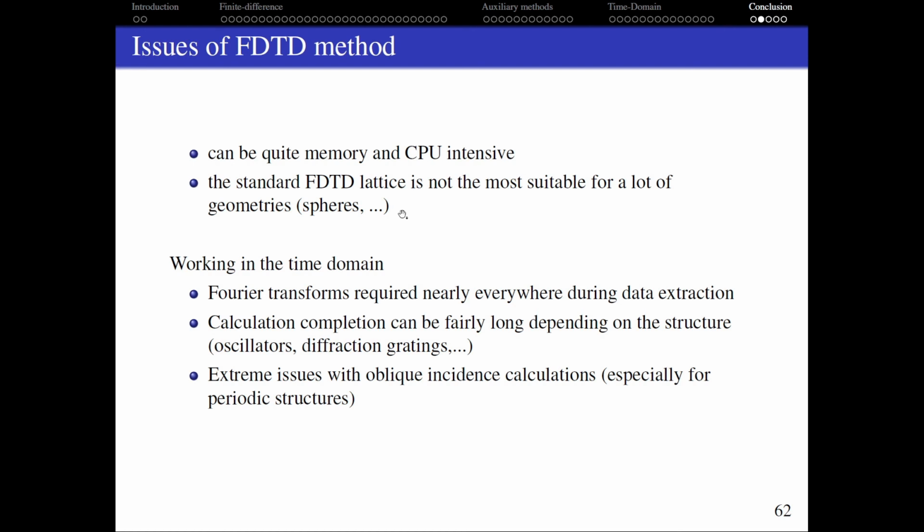Since we work in the time domain, we have Fourier transforms everywhere, so that means extra calculations, of course, at the end of the simulation. We have to wait for the calculation to complete, so as I said, that can take a long time if you have something resonating for very long. Oblique incidence is a big problem.